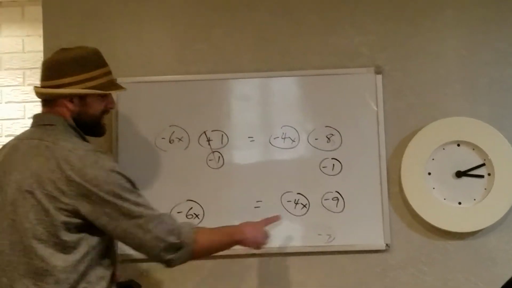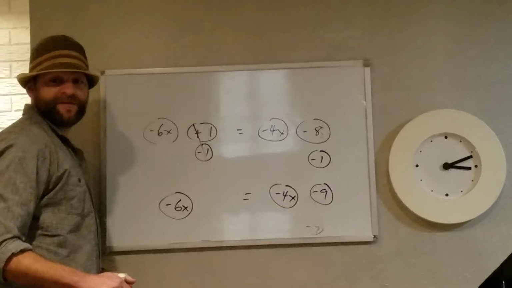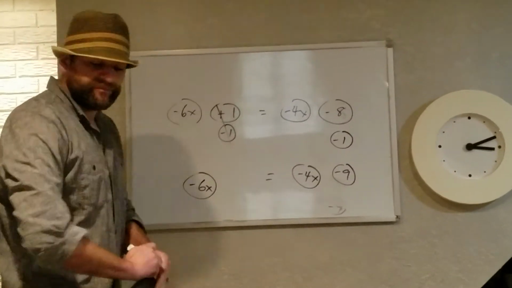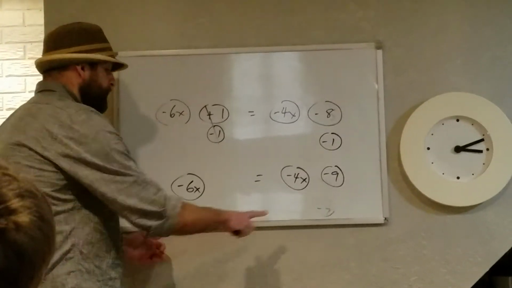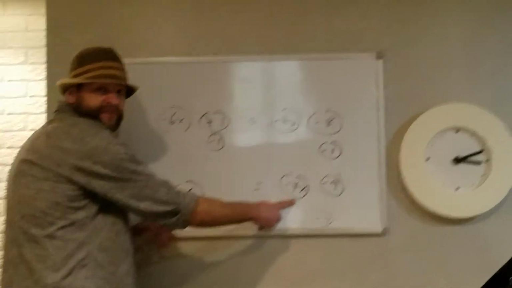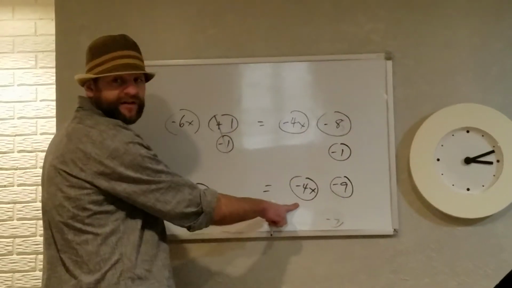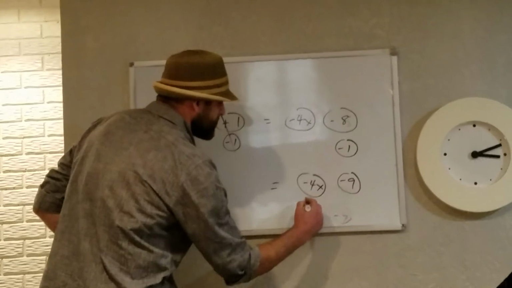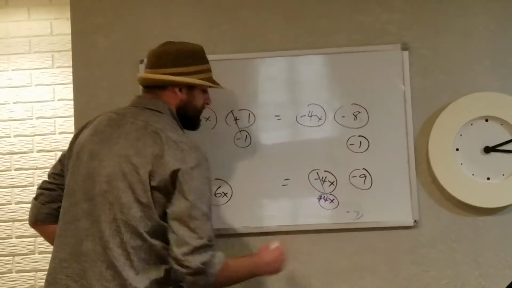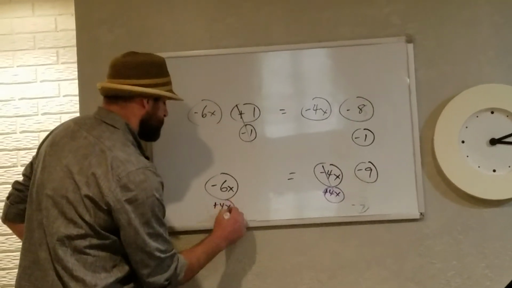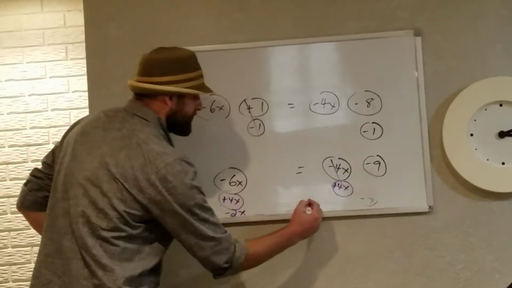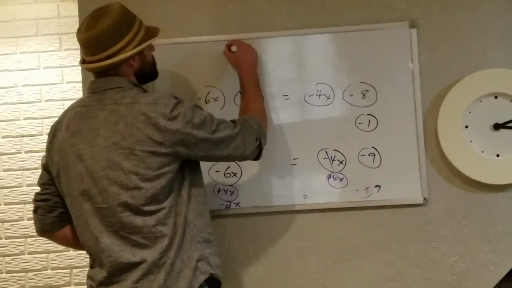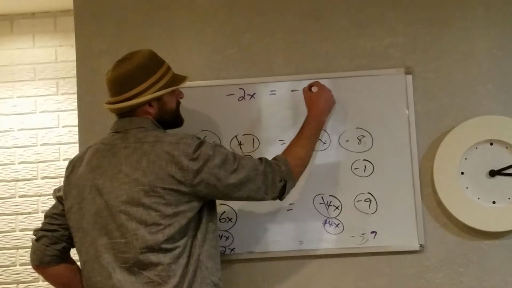Do you know which bubble to get rid of on this side? -4x, because it matches with this one. So how would you get rid of a -4x? +4x. And then how would you balance it out? Do it with the other. Then we t-chart that, that'll give you a -2x. So right now we got this.